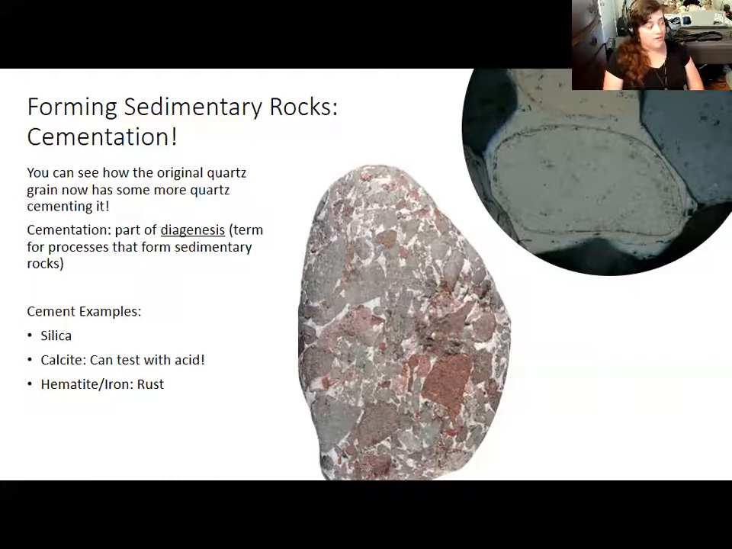And this is part of the process of diagenesis, which is a blanket term for the series of processes that convert sediment into sedimentary rocks.